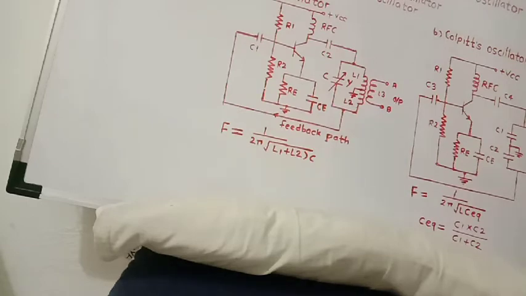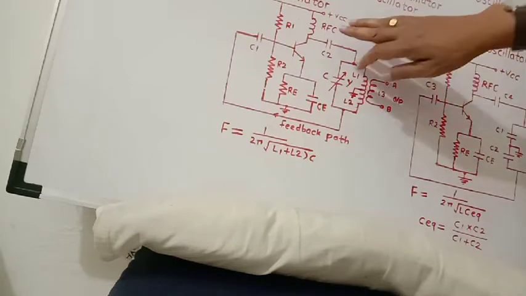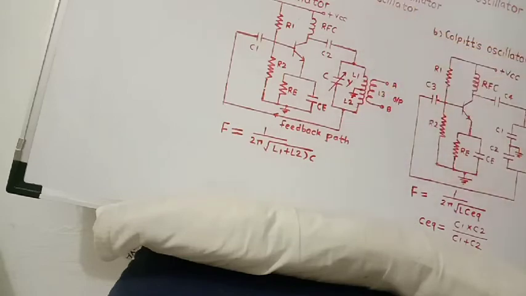Then there is an RF coil. To produce oscillations, it opposes a change in current, or it isolates the DC from the AC. Therefore, this RF coil is used. Then there are two inductors, L1 and L2, to produce oscillations.